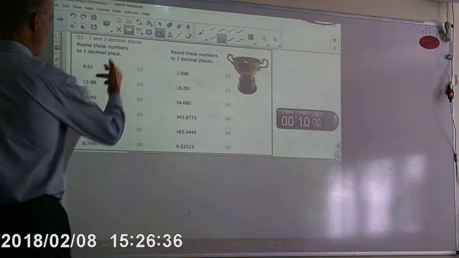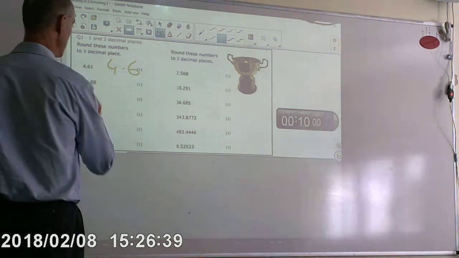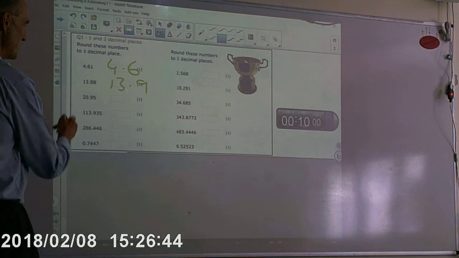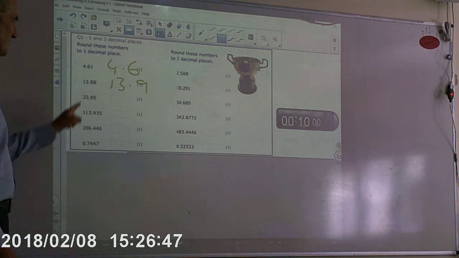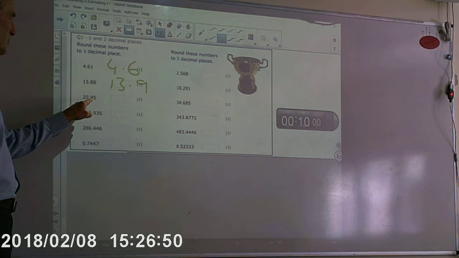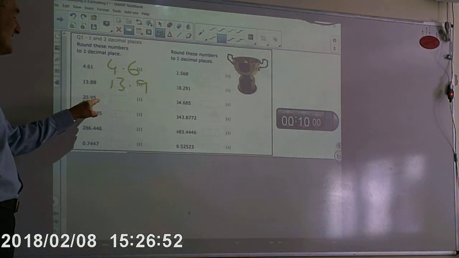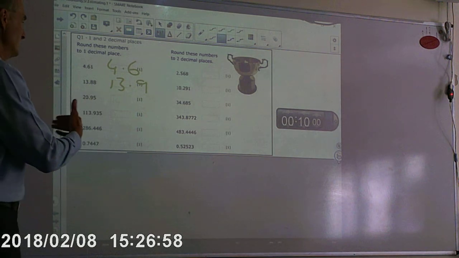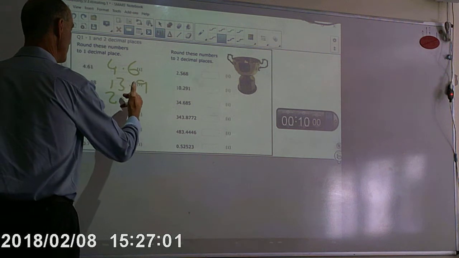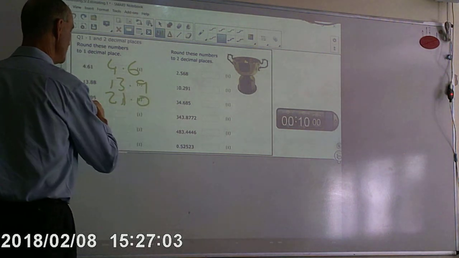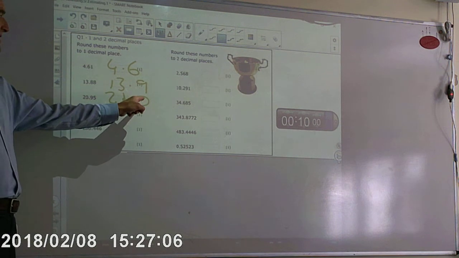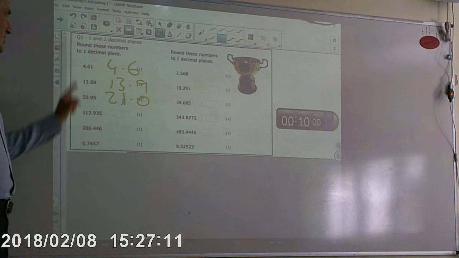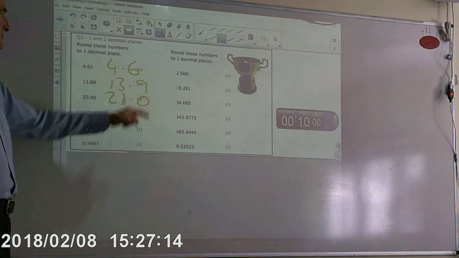Right, rounding to 1 decimal place, 4.6. 1 decimal place, 13.9. 1 decimal place, now 20.95. The 9 is 1 decimal place. Is it affected by the 5 afterwards? Yes it is. So it's got to be rounded up. If you add 1 to 9, it becomes 10. So to 1 decimal place, 21.0. You've got to have that digit after the decimal place. Okay? Because it's asked you to do it to 1 decimal place, so your answer must go to 1 decimal place.